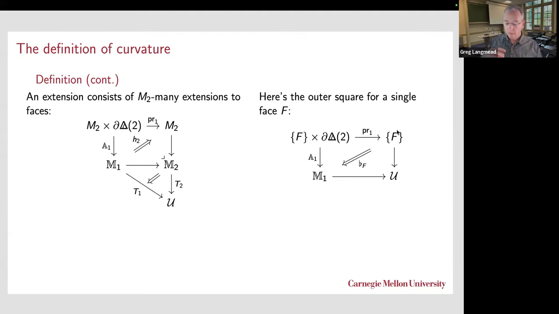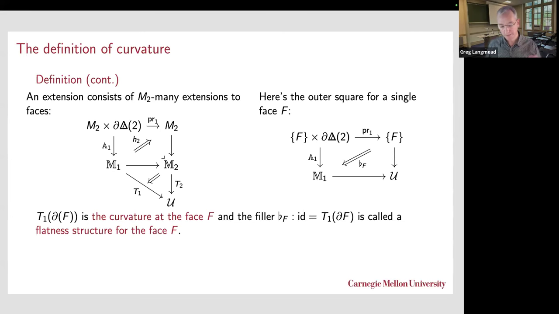So it's another statement of flatness or triviality on this face. That single face statement is what we'll call curvature. So for us, T1 around a face on the loop, we'll call that the curvature at the face. And then we have a filler that says that it's trivial, or a path from the identity to that rotation. That filler is called a flatness structure. This doesn't really have a classical name. But what I want to point out about using the name curvature here is that it's local.